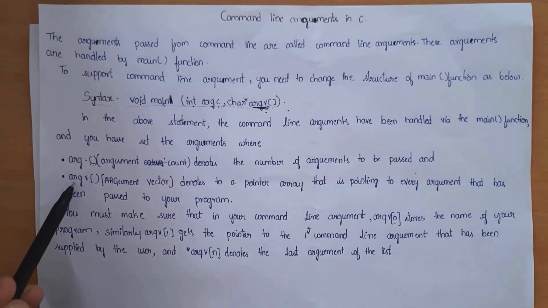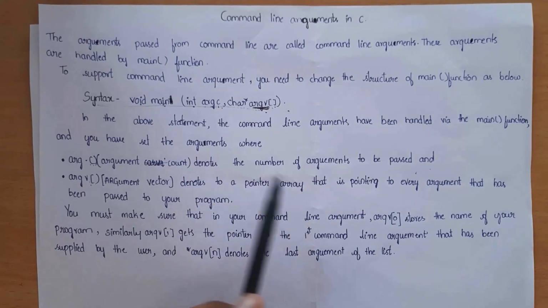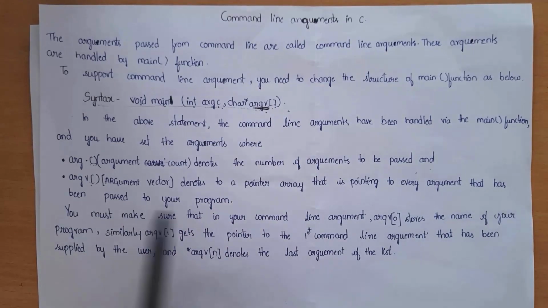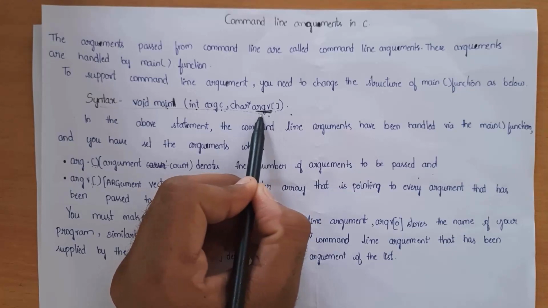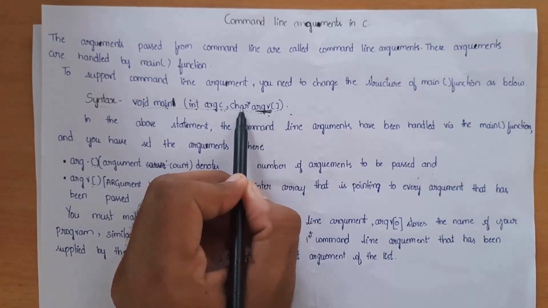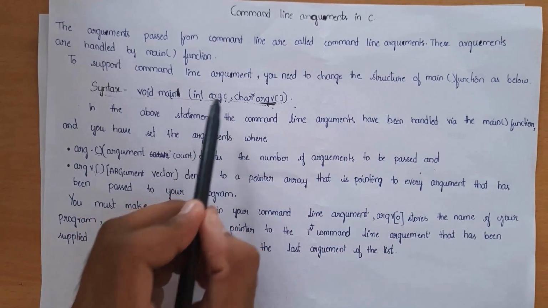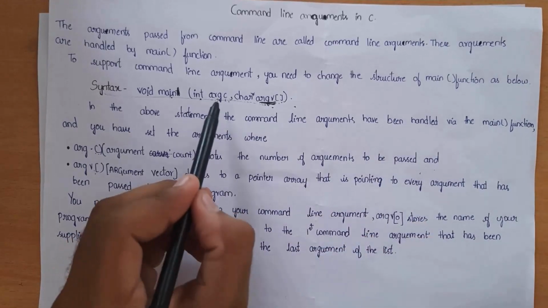And next one is argv, that means argument vector, that denotes a pointer array. This is a pointer array that is pointing to every argument that has been passed to your program. That means by using this argument vector, we can pass arguments. These arguments are string type. So character along with array represents string. Whereas argument count is integer, because how many arguments that we are passing, it will count those arguments.